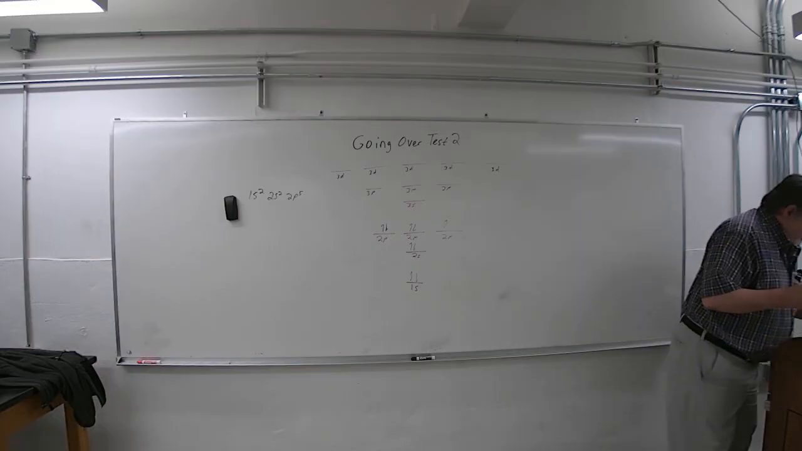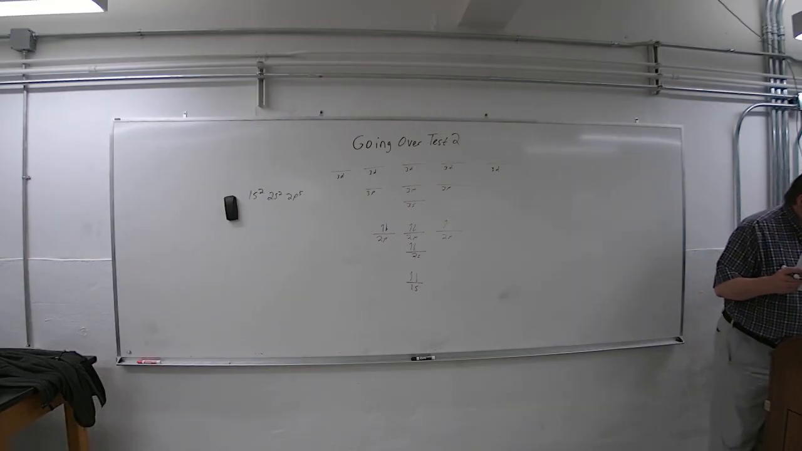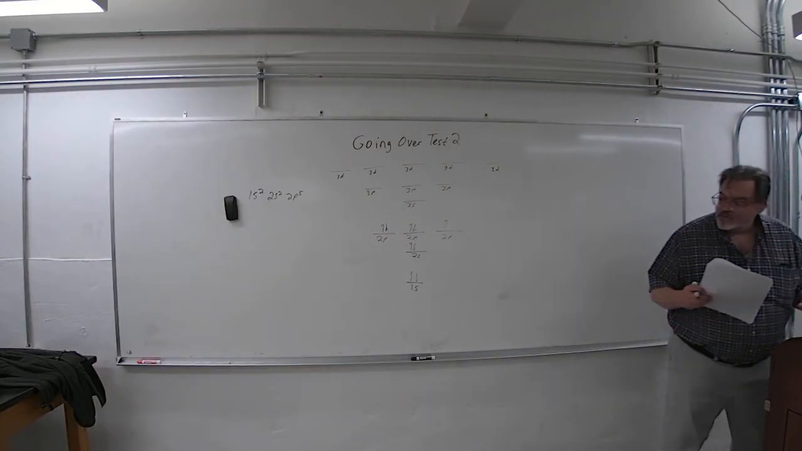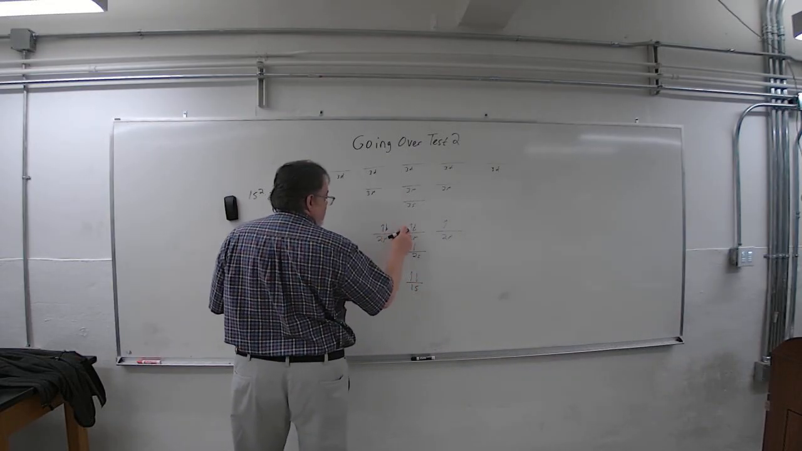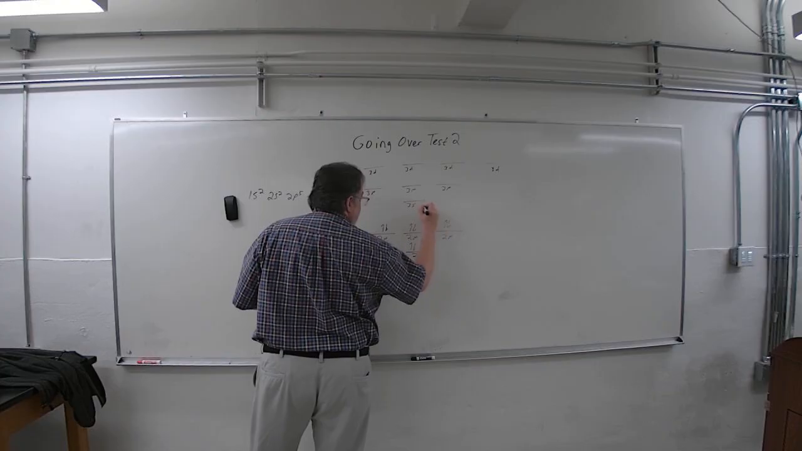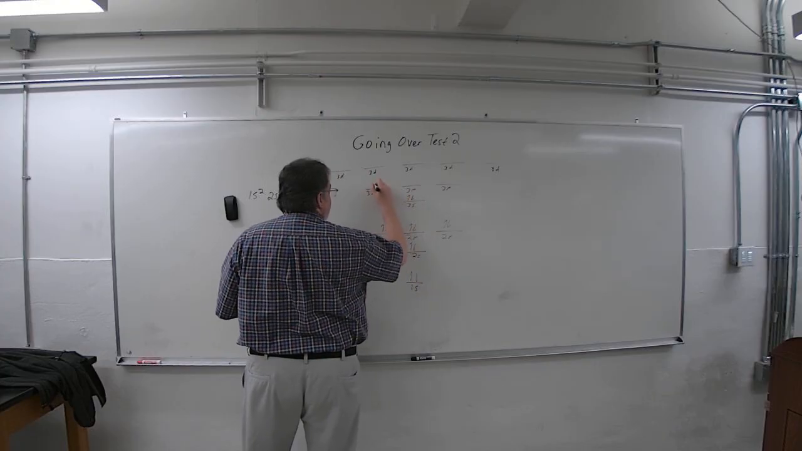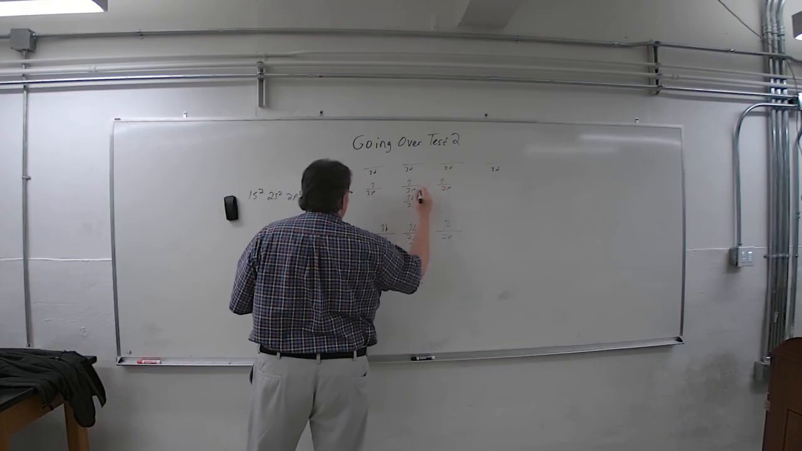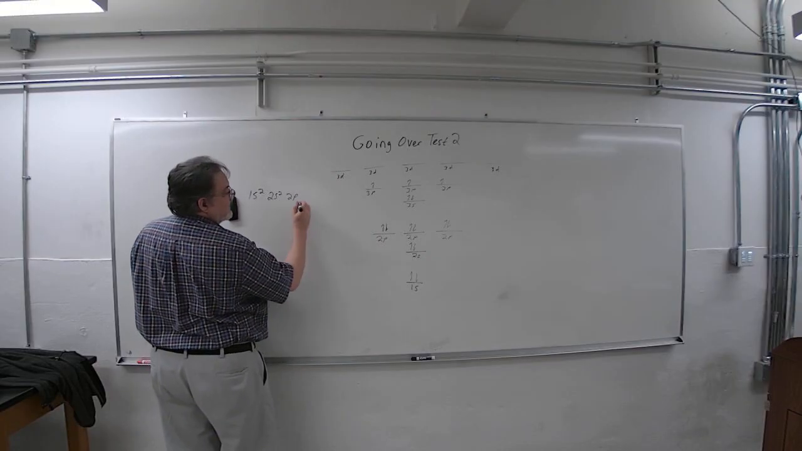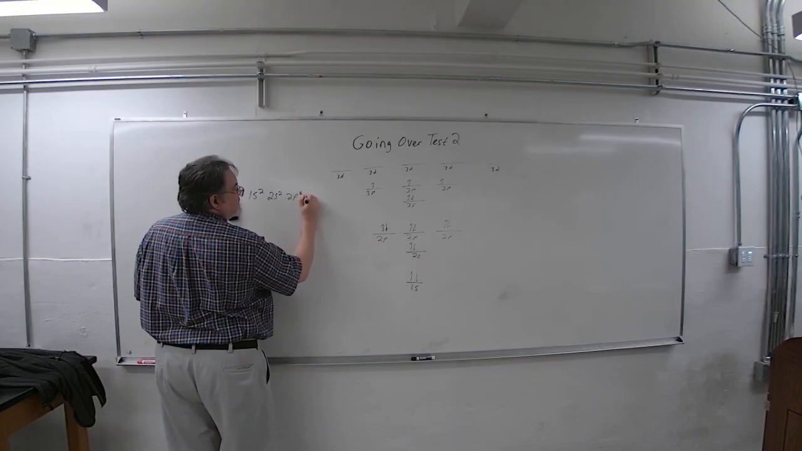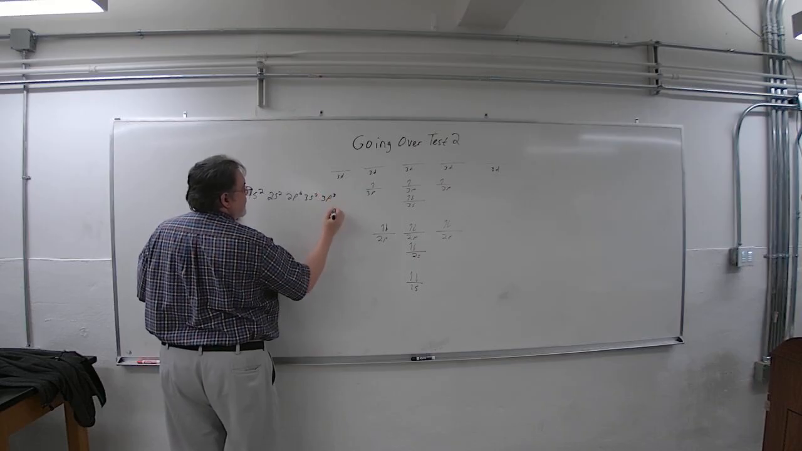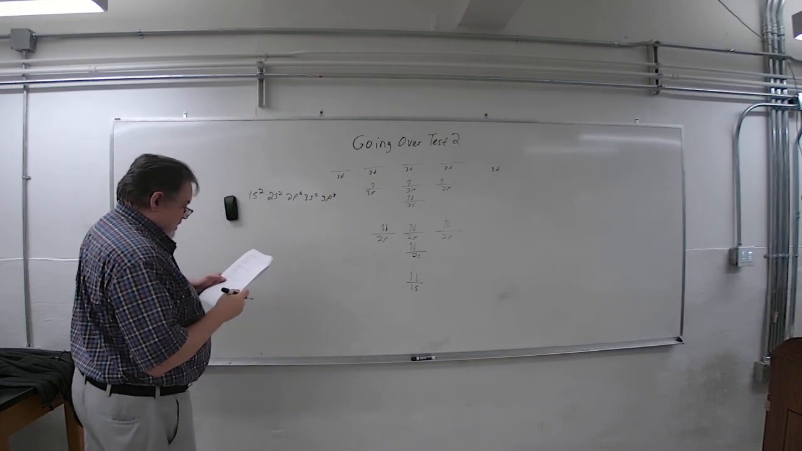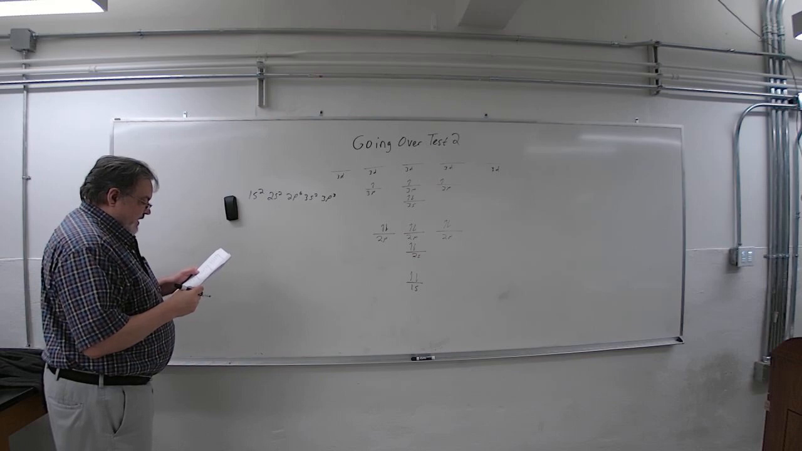Phosphorus has 15. So 1, 2, 3, 4, 5, 6, 7, 8, 9, 10, 11, 12, 13, 14, 15. So that one's going to be 2p6, 3s2, 3p3. So the answer there is D.